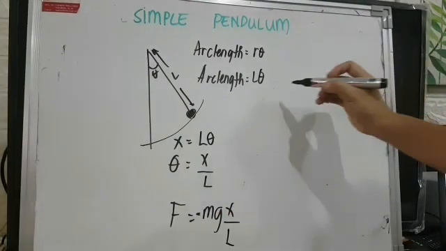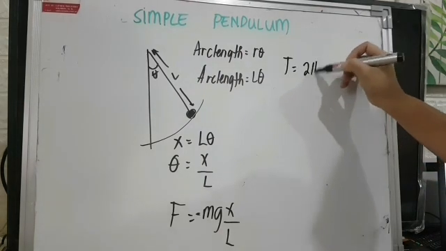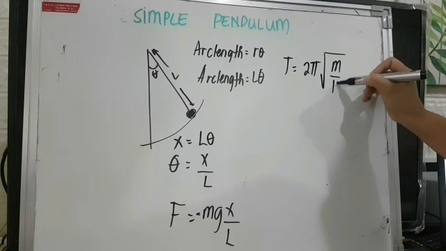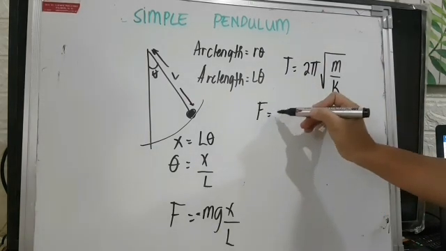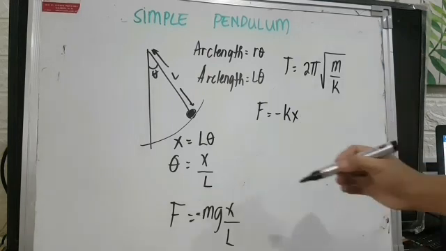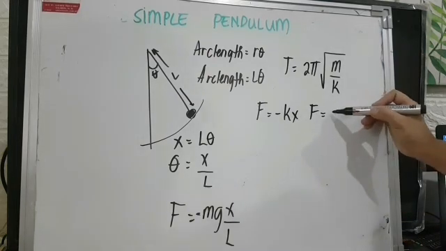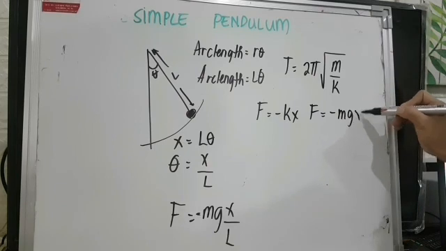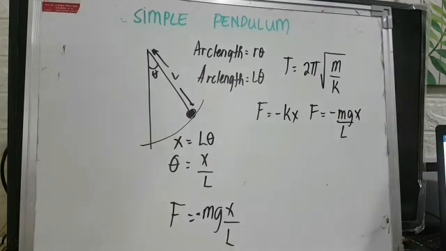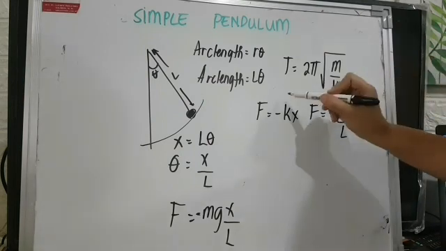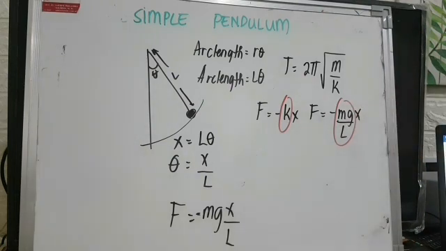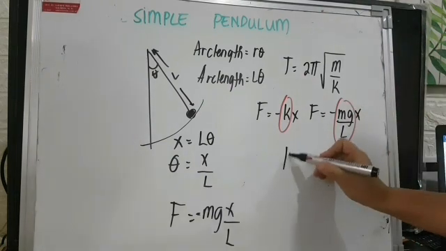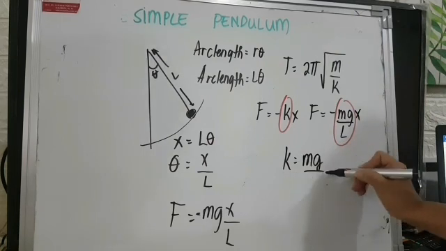Recall also that we have our formula for a period, T equals 2 pi square root of m over k. Now, we can derive an equation for the period of a pendulum. Again, our restoring force is F equals negative kx. In the case of our pendulum, F equals negative mg x over L. So looking at the equations, we can now represent k as mg over L. So our k equals mg over L.